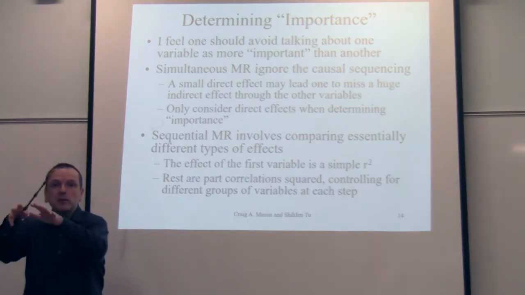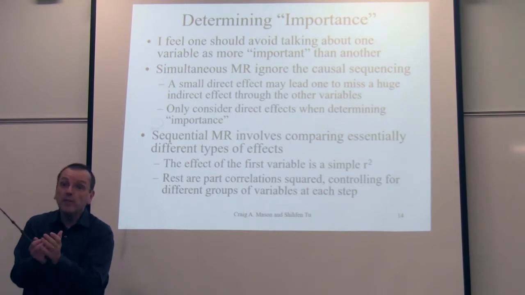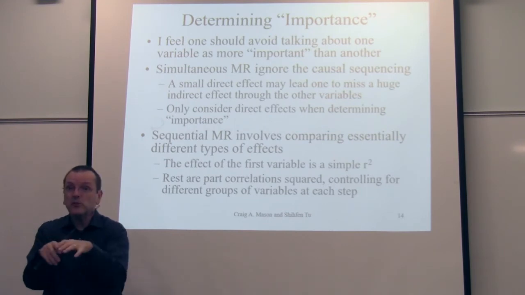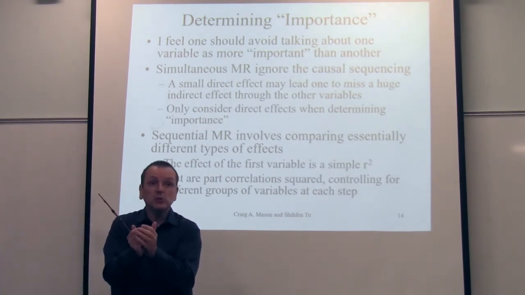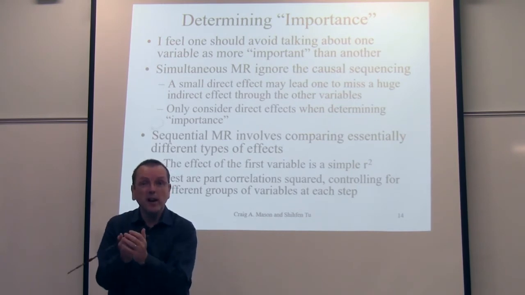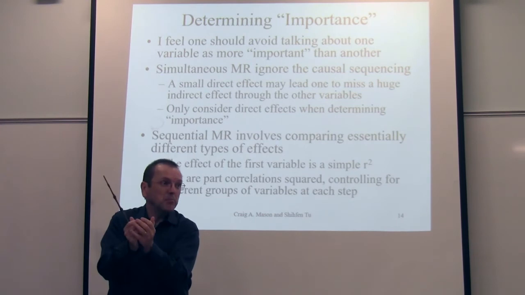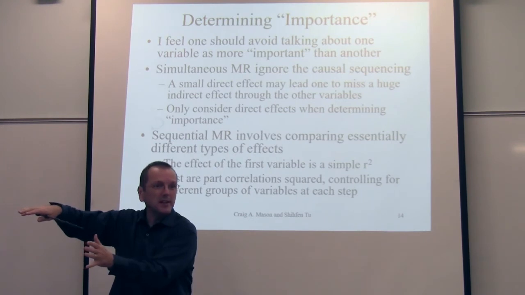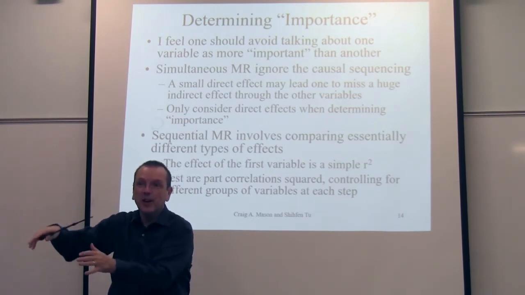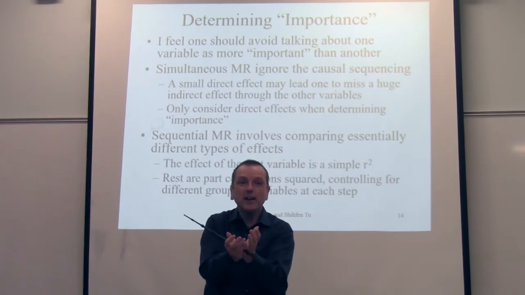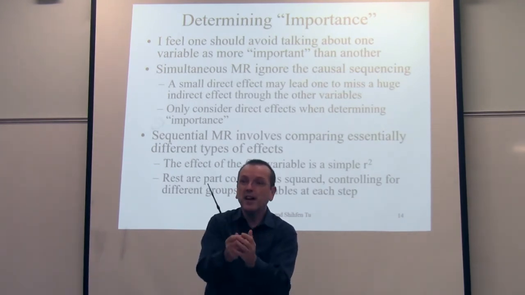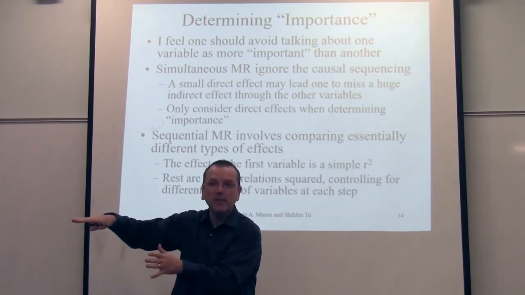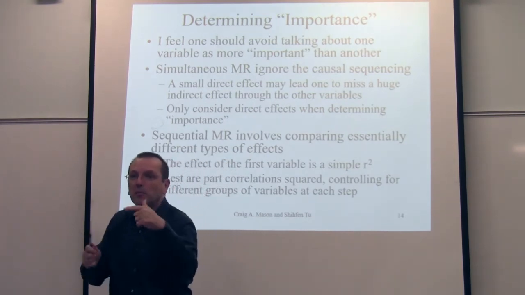When we put in mother's education first, the total effect of mother's education is the R squared for mother's education. Then when we enter school quality, the total effect of school quality isn't the R squared anymore. It's the partial R squared, our semi-partial squared, after we've removed the effect of mother's education. We look at the effect of studying, it's the R squared for studying after we've removed mother's education and after we've removed school quality.